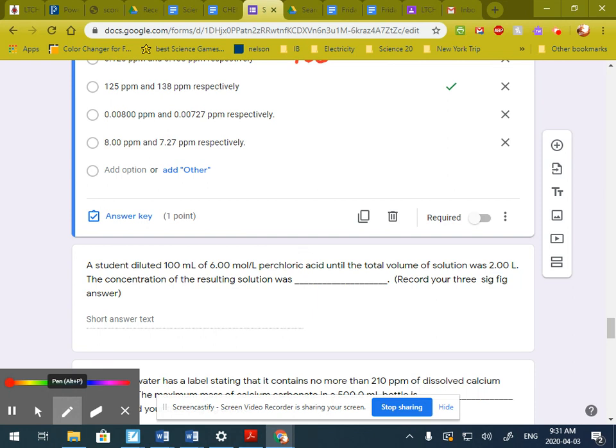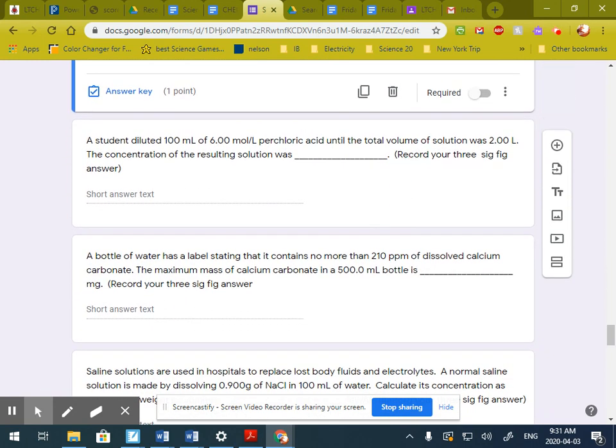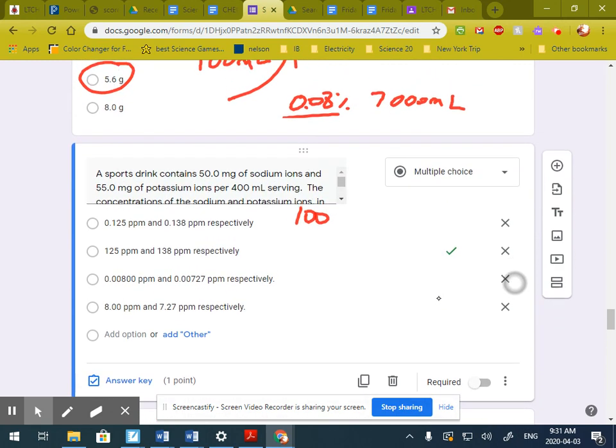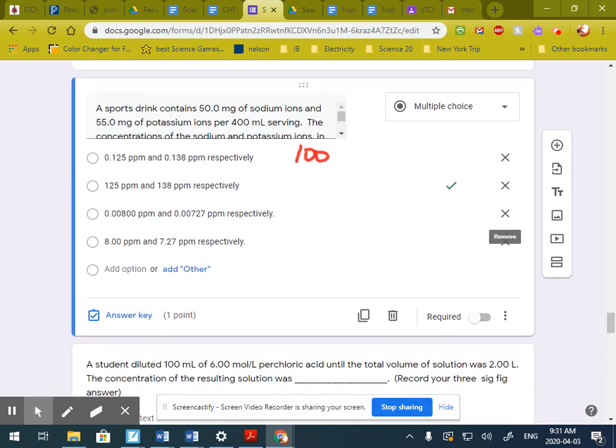Whoop, did something weird there. Let's click out of this mess. What happened here? Something weird happened here. Okay, I don't know what's going on. That's super weird.